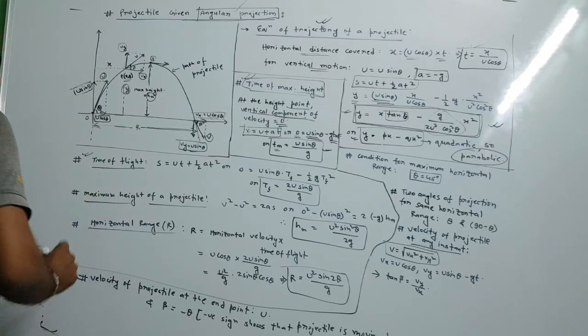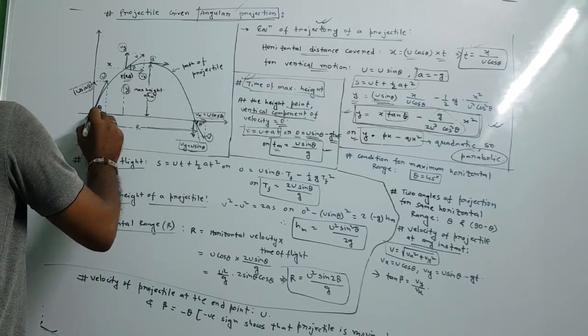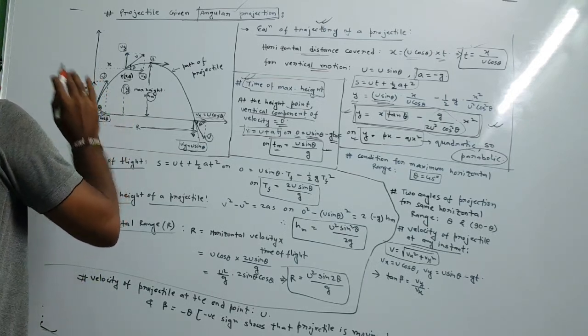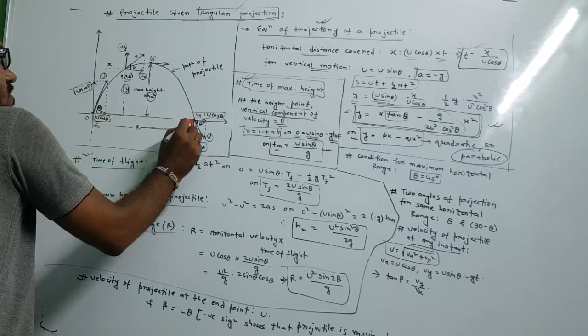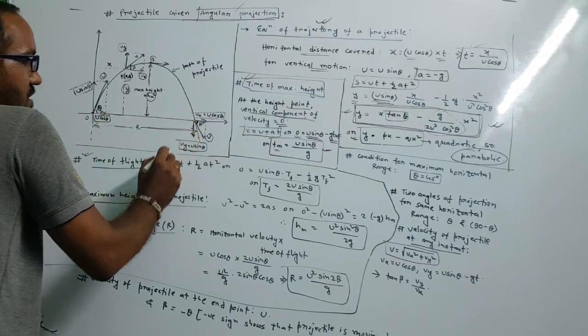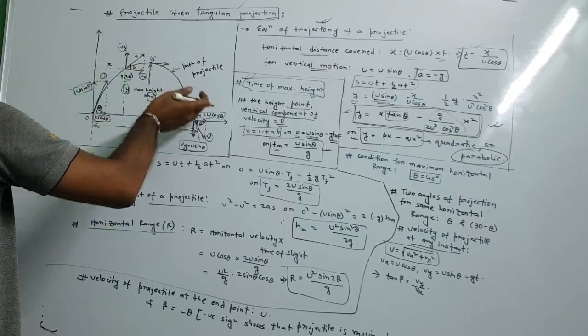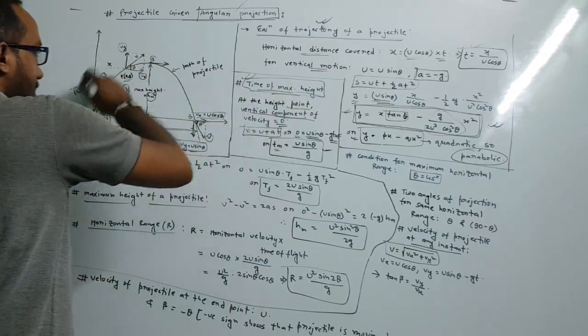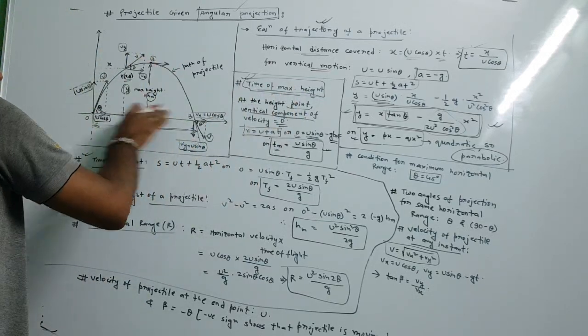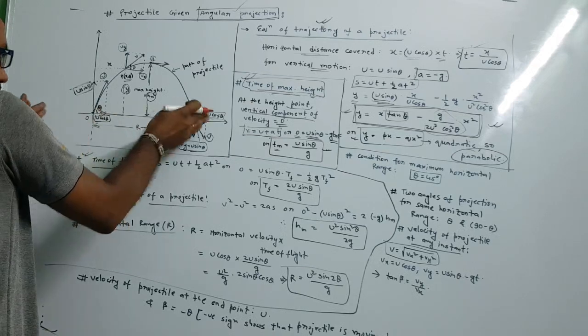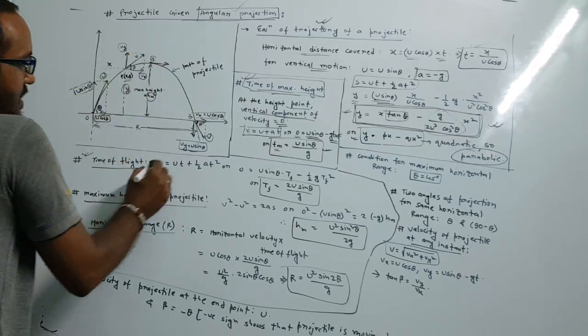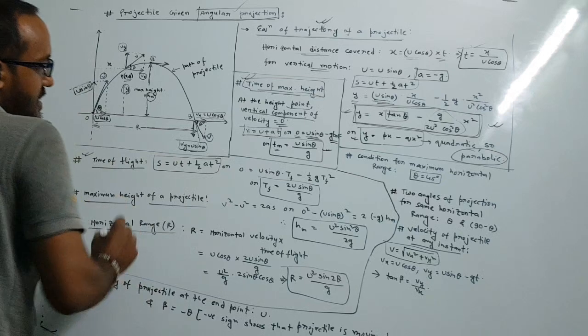Now what is the time of flight? Time of flight means the time the object takes to go from O to this point on the ground. Let us say this is your B point, O to B. That is the total time of flight. First we calculated the time of maximum height. Now we are calculating the time of flight, that means the total projection. So apply s equals ut plus half at square.